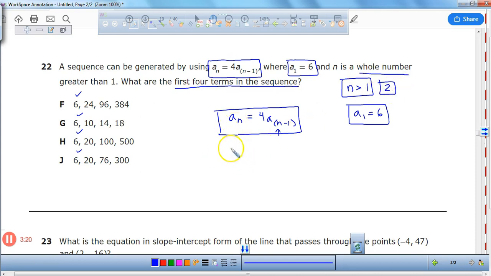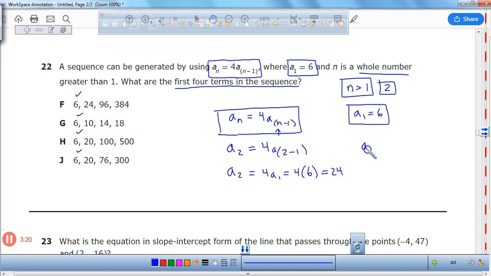So watch what happens when I say a2 is equal to 4a open parentheses, I'm going to put n minus 1. Well, if I plug in a 2, it becomes 2 minus 1. So you get a2 is equal to 4 times a1. This is where we're going to use some substitution here. Our a1 value is equal to 6. We'll say 4 times 6, which is equal to 24.